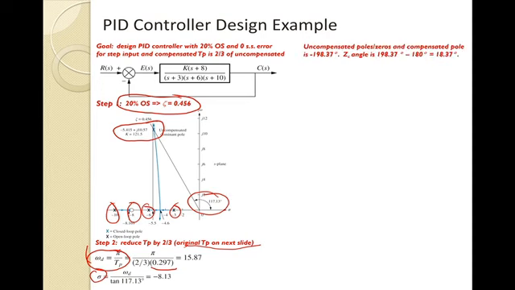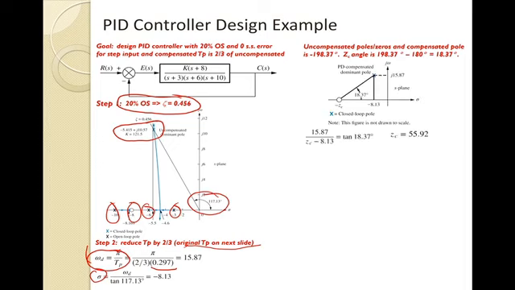Now we can look at the uncompensated pole zeros and that compensated pole. When we add up all those angles, we see that we don't have 180 degrees. We're off by about 18.37 degrees. So that information is going to help us relative to designing where our compensator 0 is for our PD controller.